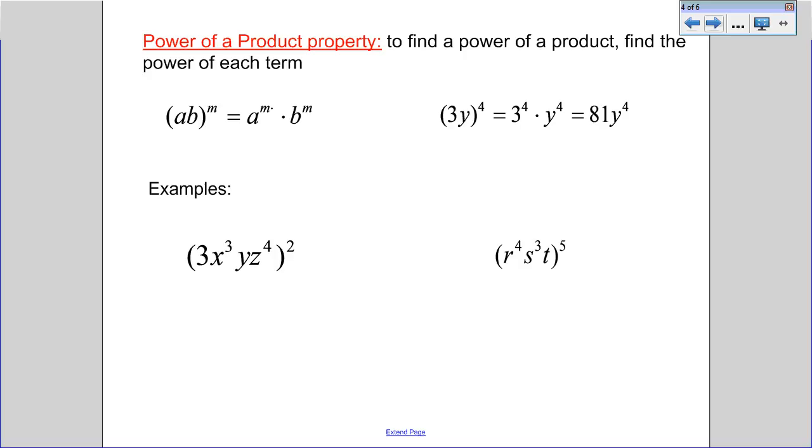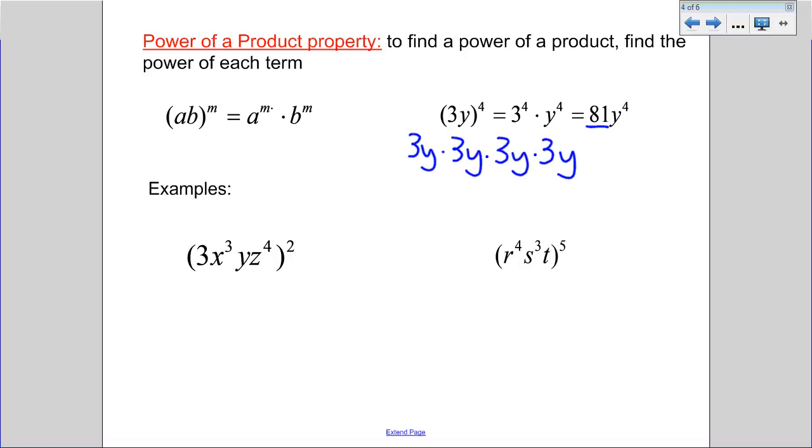So if we take a look at this, now we have (3y)^4. So we're dealing with an integer and a variable. What that means is 3 has to be raised to the 4th power, and y has to be raised to the 4th power. Because we have 3y four times. So this isn't 3 times 4, it's 3 times 3 times 3 times 3, which is where that 81 is coming from.